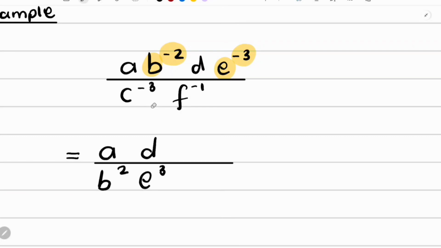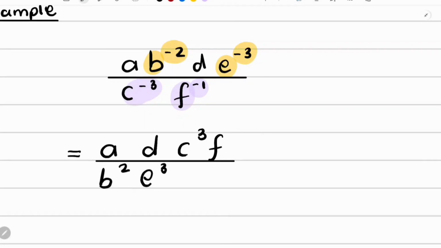Then now we can look at the denominator. On the denominator, we have c to the power of negative 3. Since its exponent is negative, it needs to move to the numerator. And so that is going to be c to the power of a positive 3. And then we see f also has a negative exponent. It's on the denominator. It needs to move to the numerator, so it's going to be f to the power of positive 1, which we don't have to write.